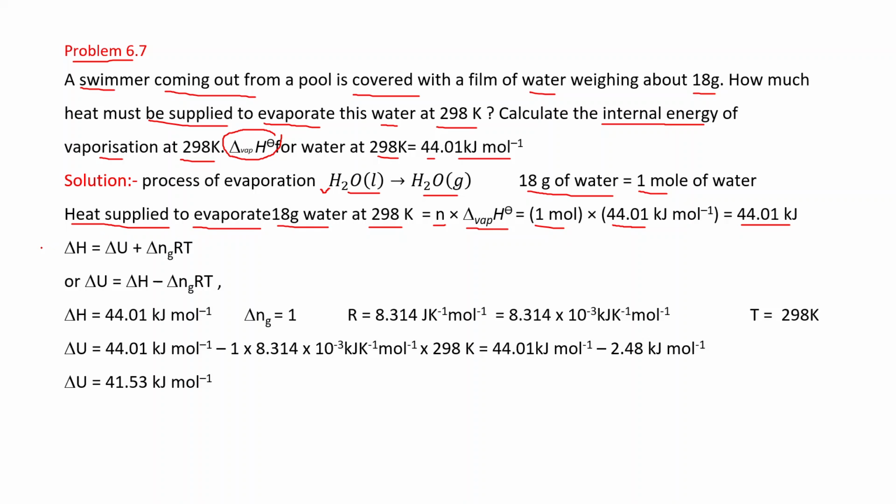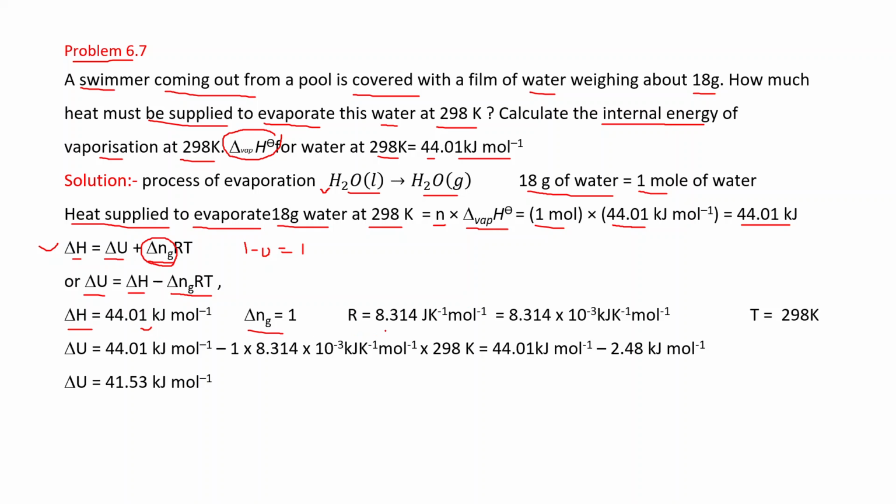Then we have to find out the internal energy of evaporation. We use this relationship: delta H is equal to delta U plus delta n_g RT, where delta n_g is the number of gaseous moles on the product side minus the number of gaseous moles on the reactant side. In this case, this will be 1 minus 0, which is equal to 1. Then delta U is equal to delta H minus delta n_g RT. Delta H we have calculated, this is 44.01 kilojoule.